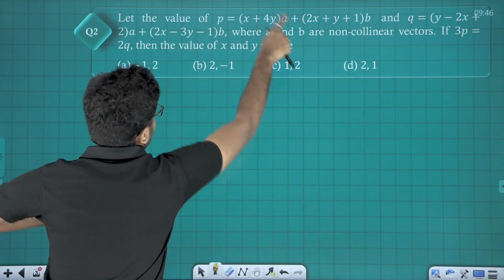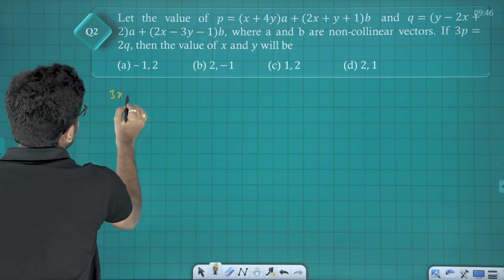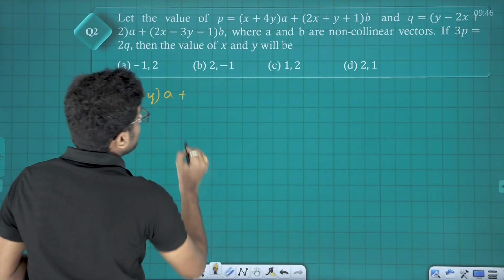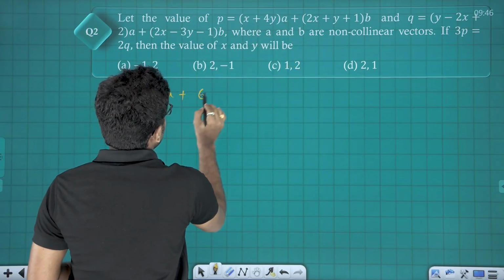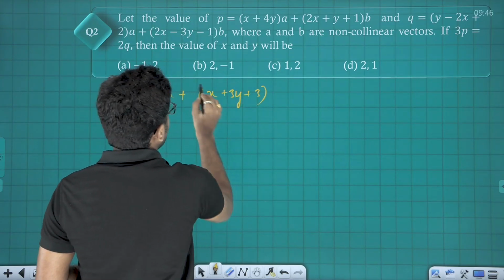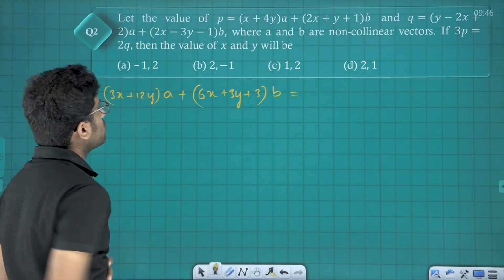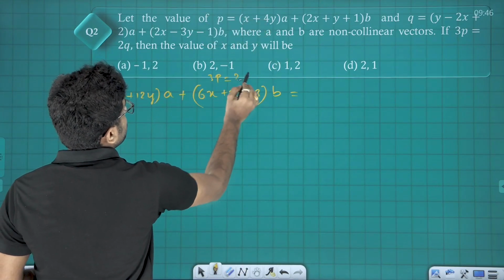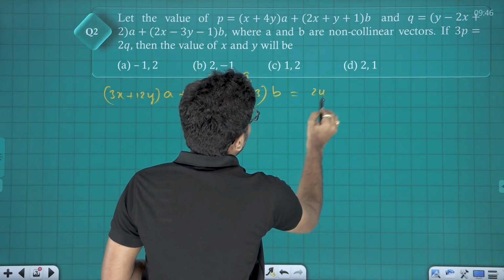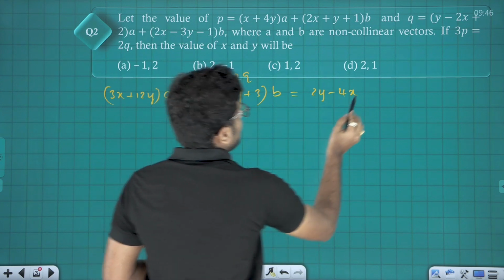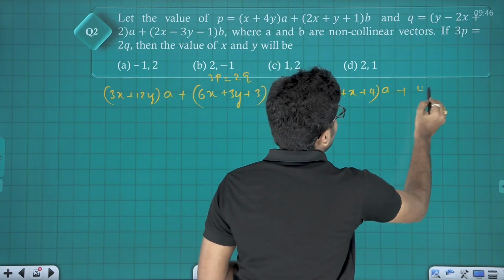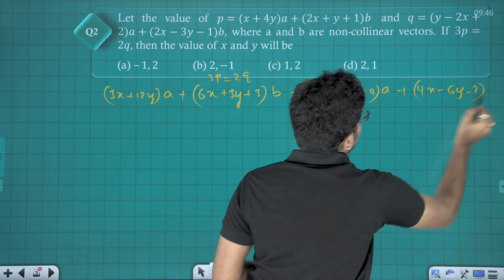3p means multiply. So 3 into x, 3x plus 3 4s are 12y times a, 3 times this, 3 2s are 6x plus 3 into y, 3y plus 3 times b is equal to 3p. They said 3p is equal to 2q. 2 times of q means 2 into y, 2y minus 4x plus 2 2s are 4 times a plus 2 2s are 4x minus 6y minus 2 times b.